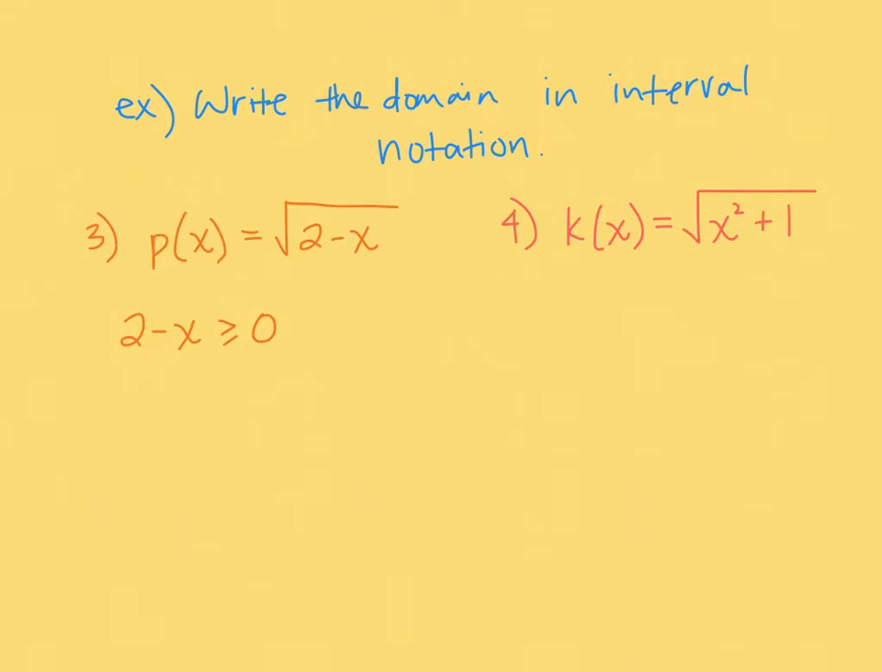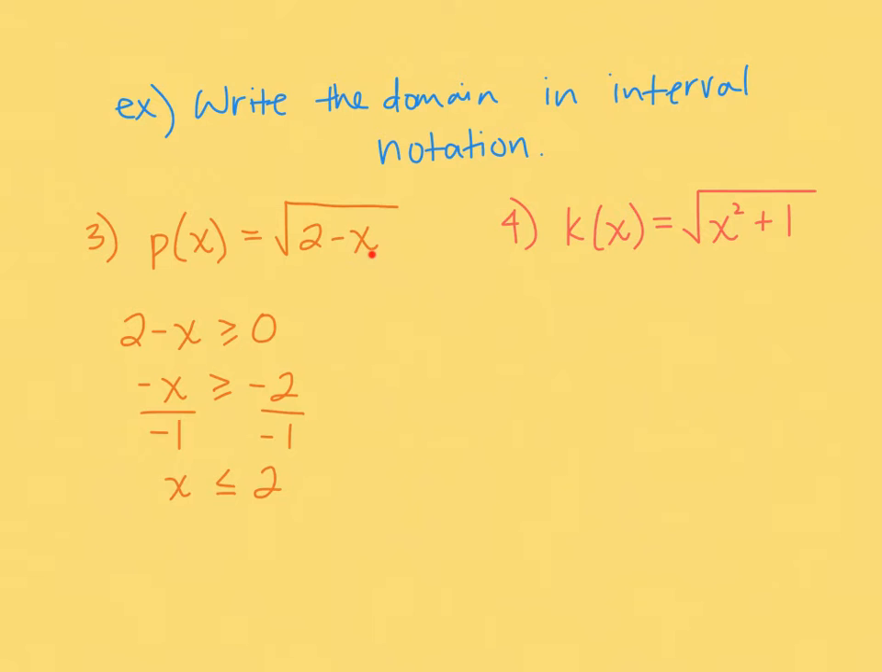So we're going to subtract 2 from both sides. And then I'm going to divide by this -1 that is in front of the x here. Remember, when we divide or multiply both sides of an inequality by a negative, we must flip the sign. Therefore, x has to be less than or equal to 2. If you are not convinced of that, plug in a couple numbers. Plug in 2. That works.